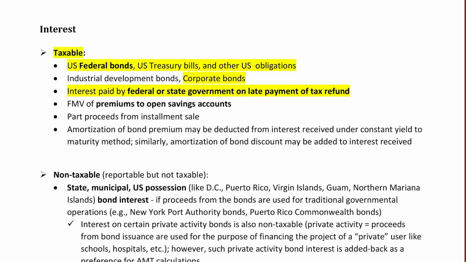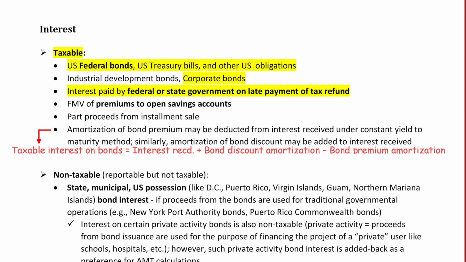Now, in case of any bond premium or bond discount which is amortized, that needs to be adjusted from taxable interest. So in the last sub-bullet under taxable, draw an arrow and write: taxable interest on bonds equals interest received plus any bond discount amortization and minus any bond premium amortization.